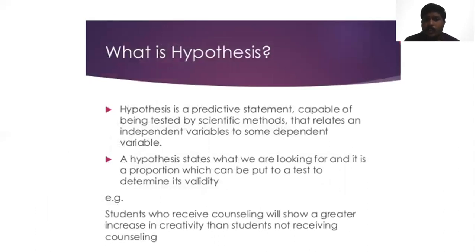So first we have to know what is hypothesis. Hypothesis is a predictive statement capable of being tested by scientific methods that relates an independent variable to some dependent variable. Normally it will be an objective. A hypothesis states what we are looking for, and it is a proposition which can be put to a test to determine its validity. So for an example, we have taken this as a hypothesis. Students who receive counseling will show a greater increase in creativity than students not receiving the counseling. So this is an example for the hypothesis.